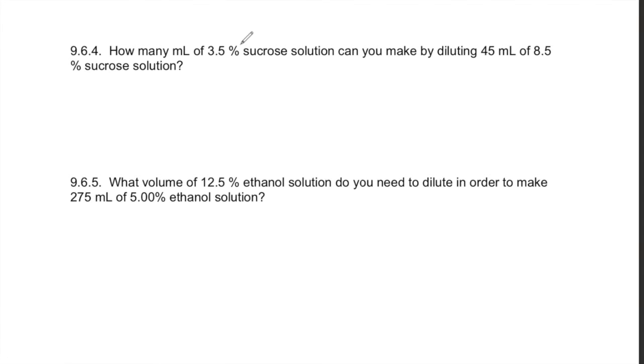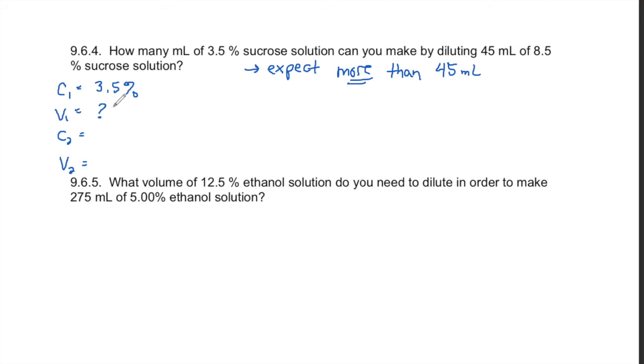Okay, so we want to know how many milliliters of 3.5% sucrose solution you get by diluting 45 milliliters of 8.5% sucrose solution. So you have 45 milliliters of the more concentrated solution. You're going to add water, and so you're going to expect to get more than 45 milliliters if you add water to that. So that would make sense if you have more than 45 milliliters at the end after you dilute it. All right, the 3.5% matches with the unknown volume, and the 8.5% matches with the 45 milliliter volume.